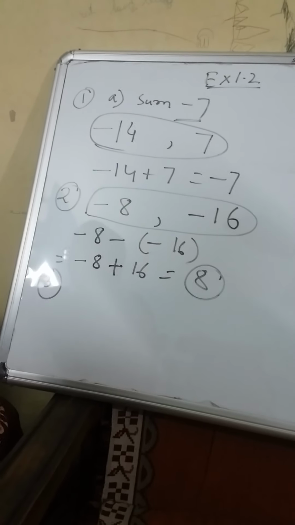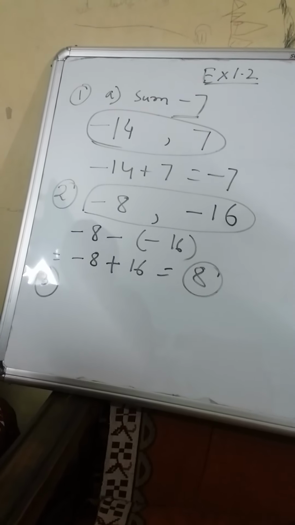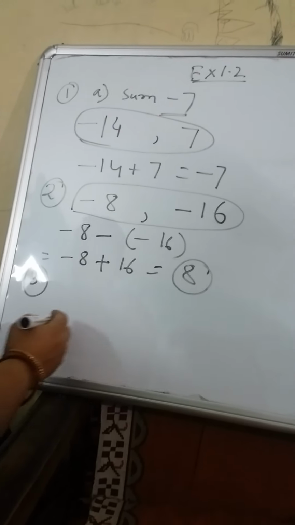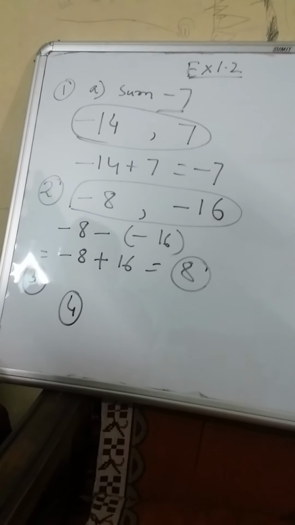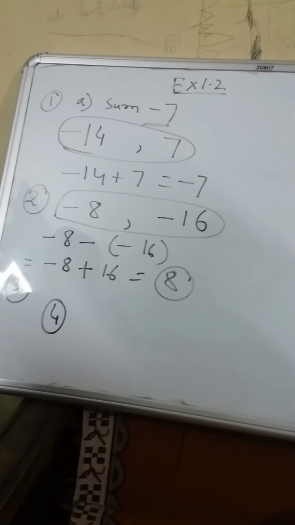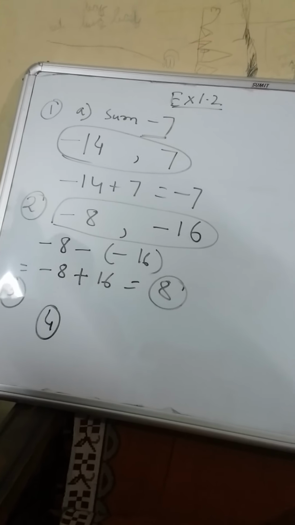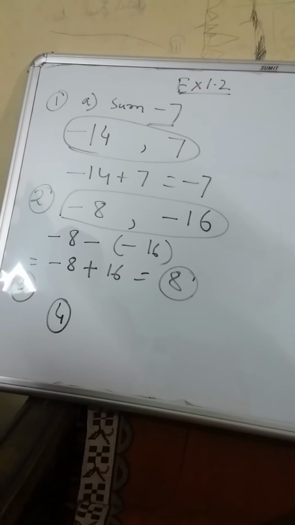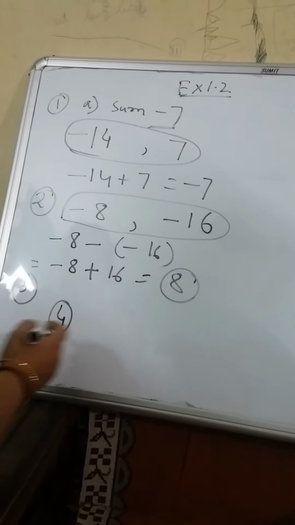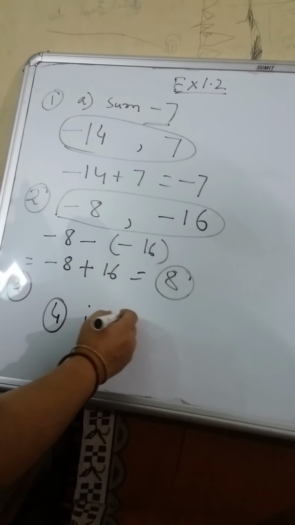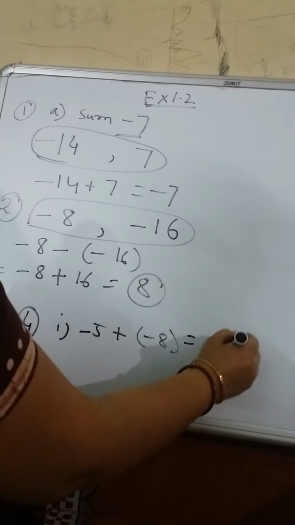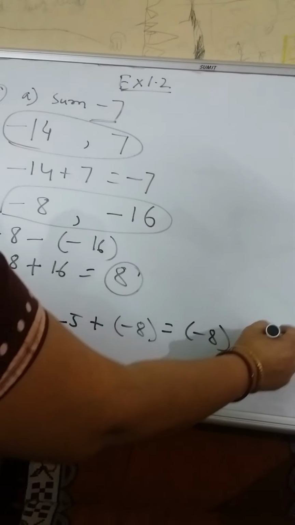Next, question number 4. Fill in the blanks to make the following statement true. Here you have to use the properties of integers. If you remember the properties that we have discussed, that is closure property, commutative property and associative property. The first question is -5 plus -8 equals -8 plus dash.